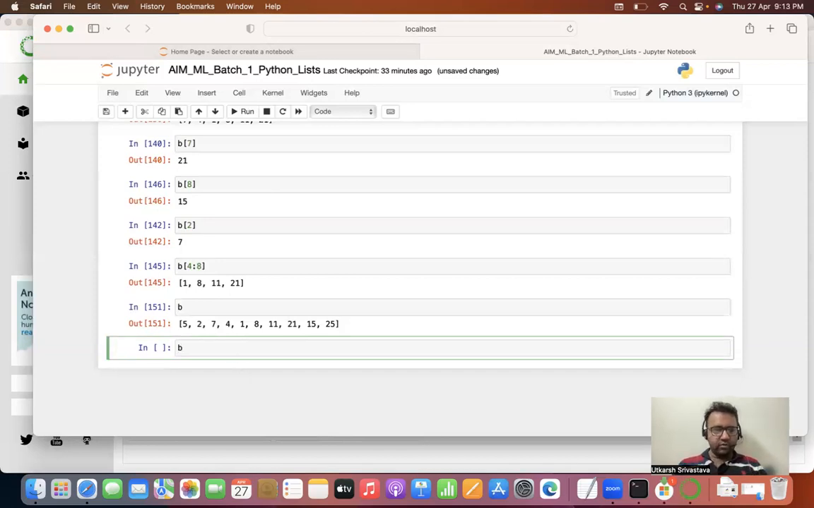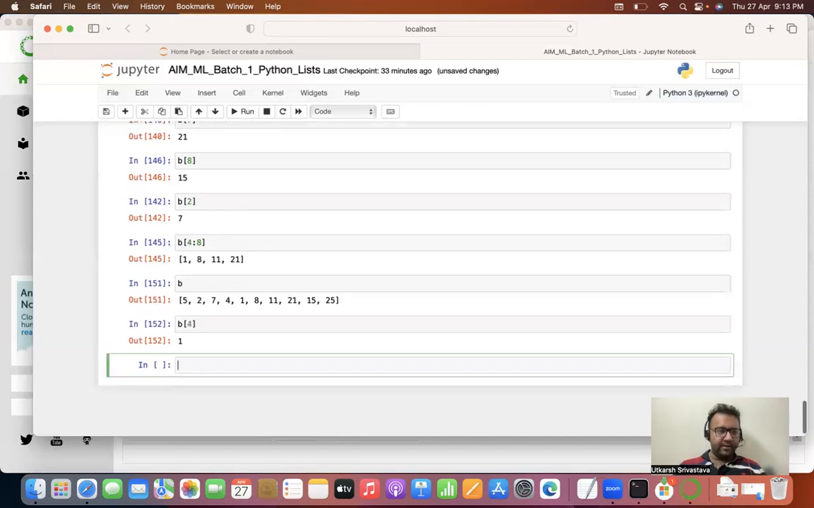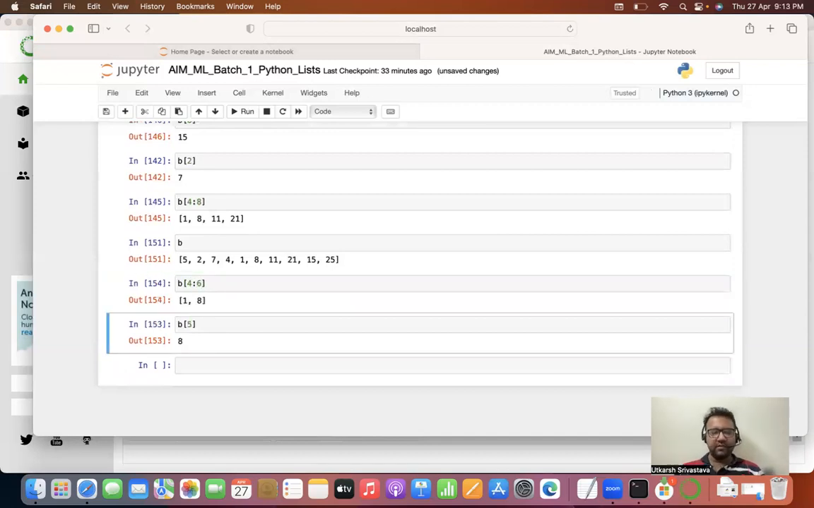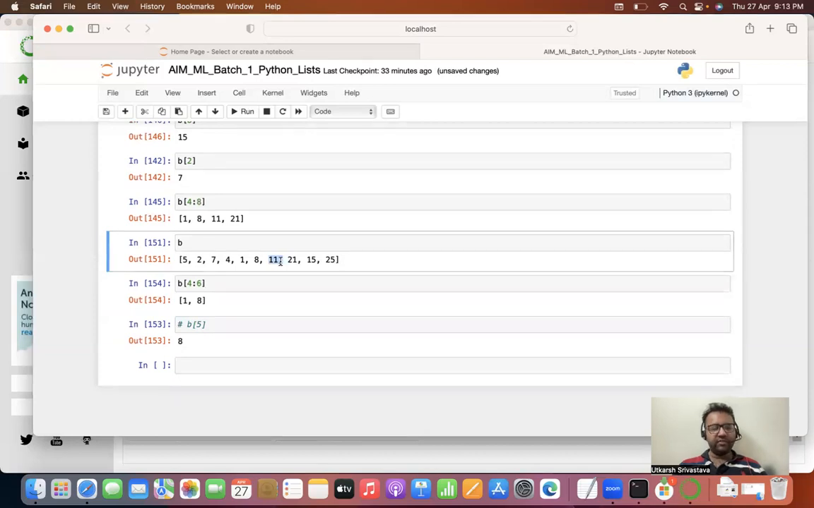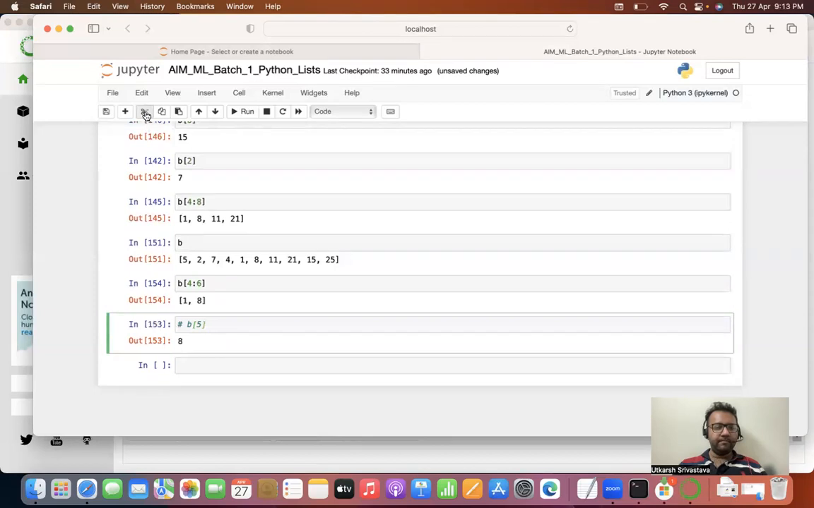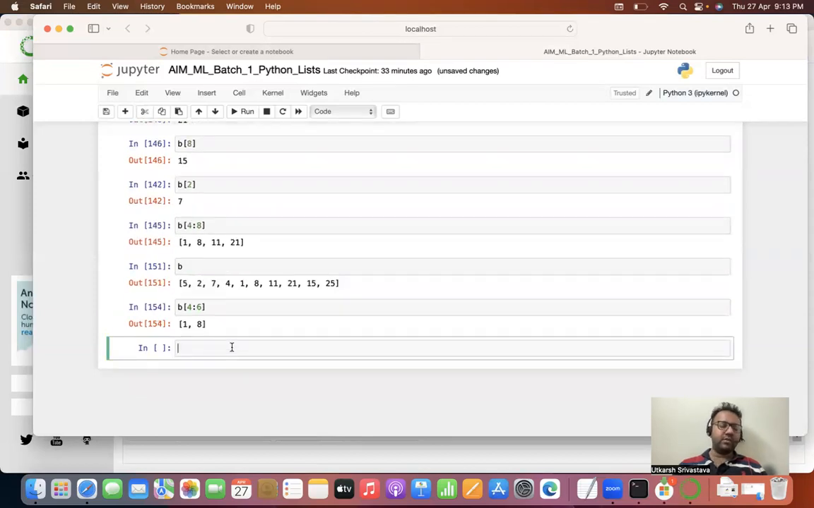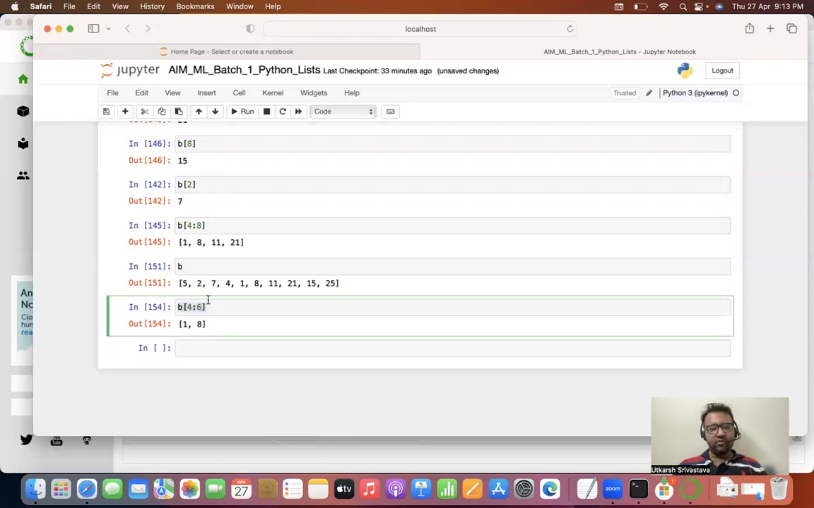All right, correct, 4:6. So 4 is where 1 is at, and 8 is at 5. So we basically need to write 4:6 over here. So the sixth element, starting from 0, will get excluded. So this is what it is. Correct, 4:6 is the correct answer.